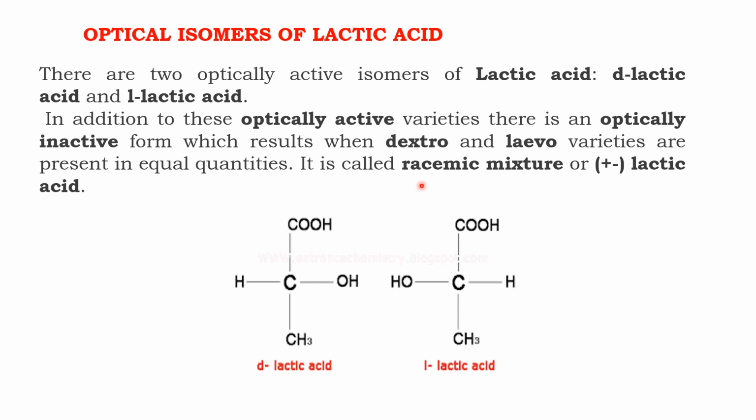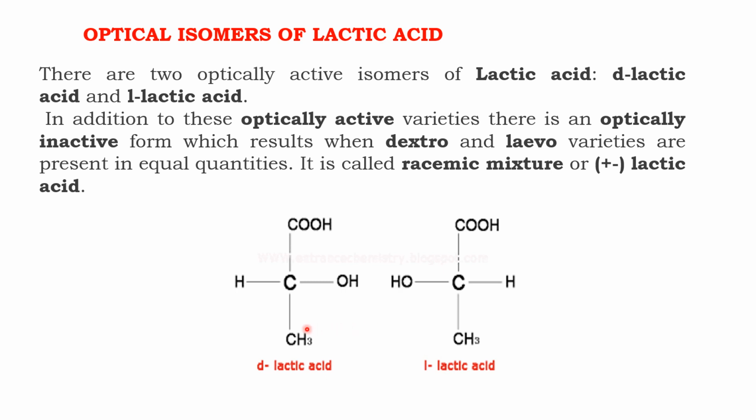Racemic mixture. We define a racemic mixture as a mixture of equal amounts of dextro and levo, and the optical activity of a racemic mixture is cancelled out. I told you these two are optical isomers. If dextro rotates the plane polarized light towards the right by 10 degrees, levo rotates the plane polarized light towards the left by 10 degrees.